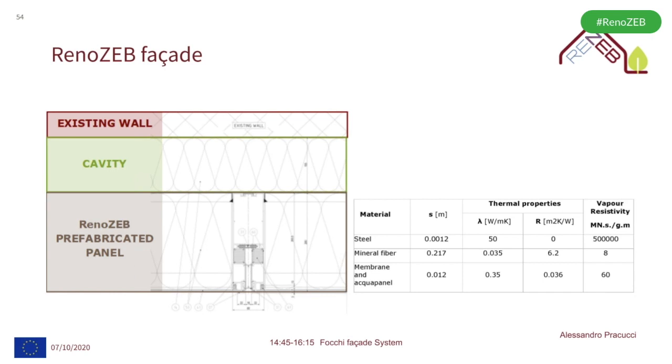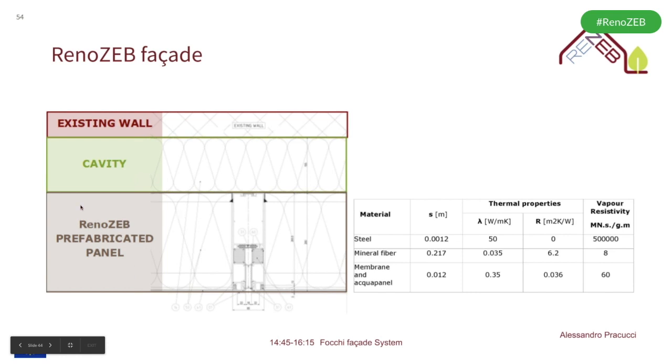This is the overall concept. So we have decided to not touch the existing wall. So the existing building envelope would remain the same, with the purpose to exploit its performance to improve additionally the retrofitting scenario itself.